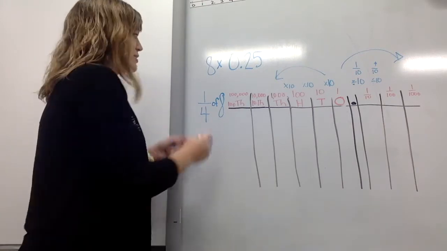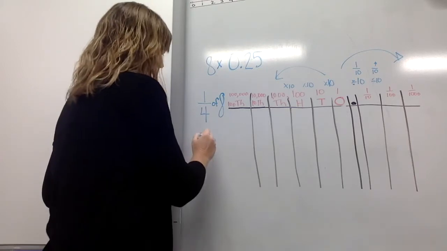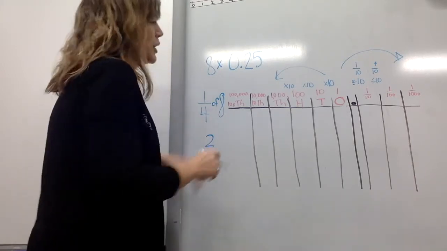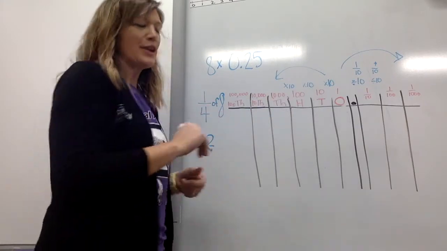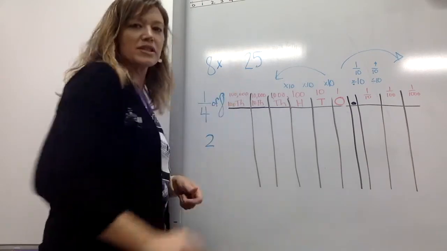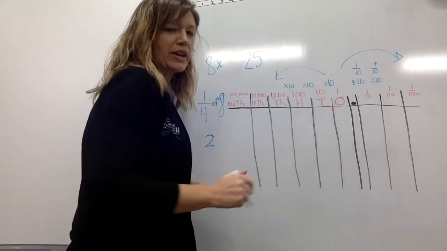1/4 of 8 is dividing that 8 into 4 equal parts, right? So I would have 2. 1/4 of 8 is 2, okay? What does that mean here? Well, what if it's not times 25 hundredths, but it's just times the whole number 25? Let's look at that on our place value chart.